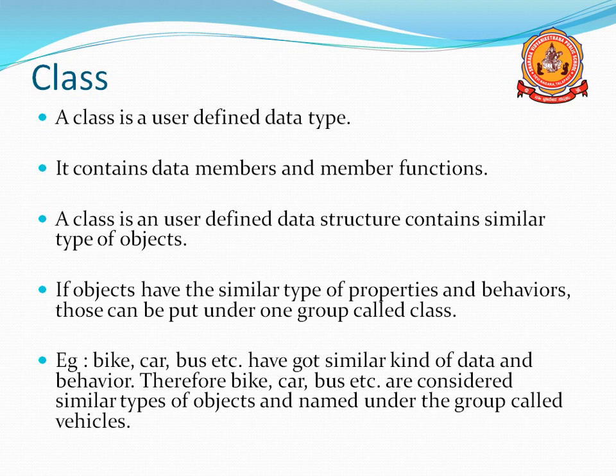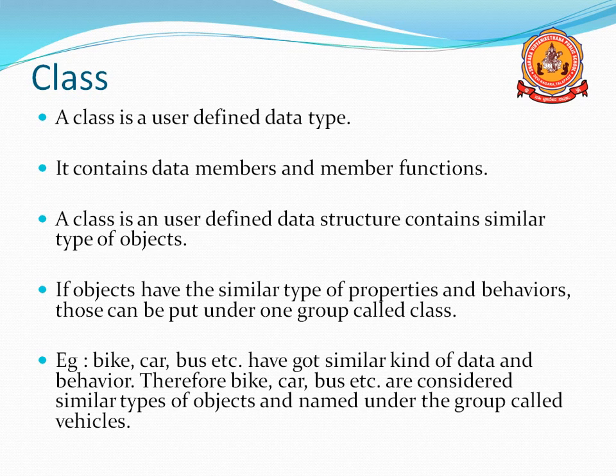And the last one is user defined data type. Example, structure and class. What we studied as structure last year is an example of a user defined data type. And this year we are going to study class. Class is also known as a user defined data type. The user can define their own data type, that is class. It contains data members and member functions. Remember, a class contains data members and member functions.